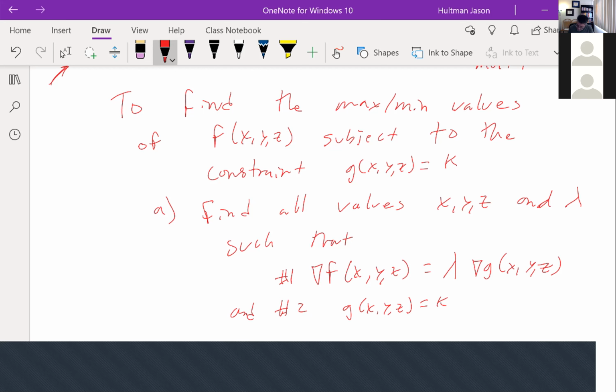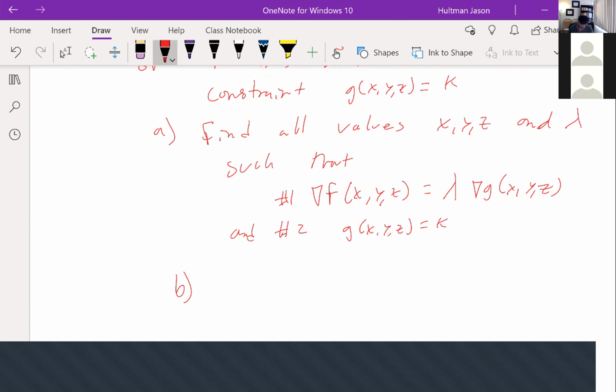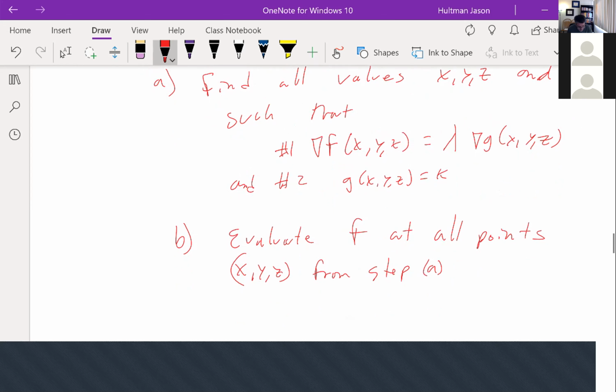How? Well, we just evaluate all the points. Evaluate f at all points x, y, z from step A. The largest of these values is the maximum, and the smallest is the minimum.